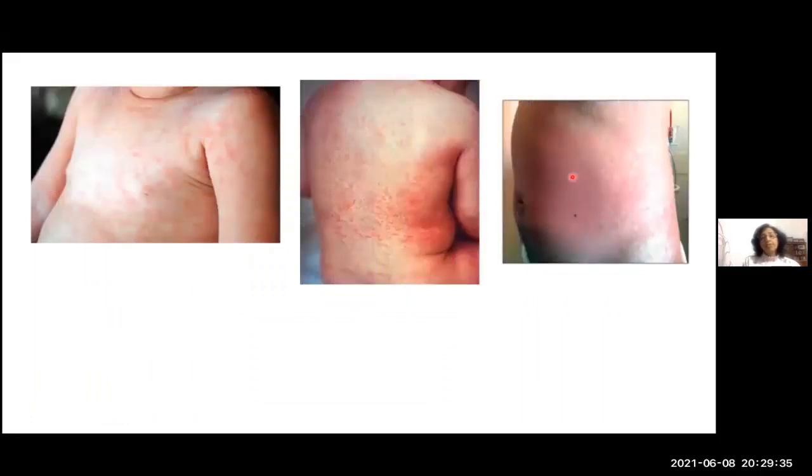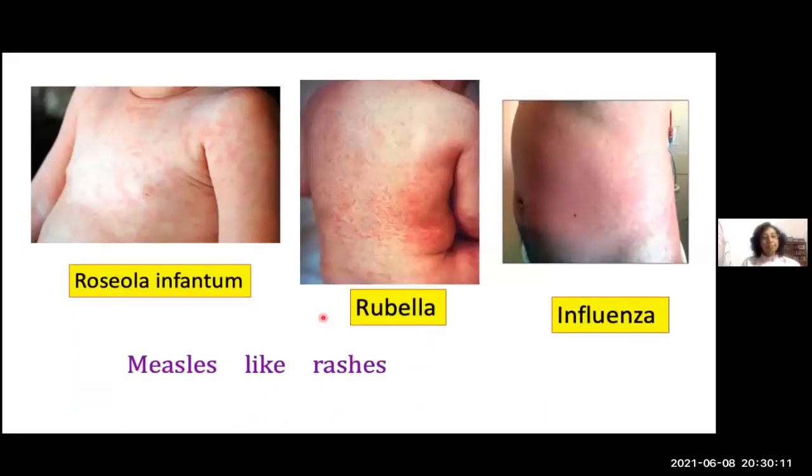So these are 3 different infants. Again, these are measles-like rashes. So they are either macular or maculopapular rashes. And we generally give an umbrella term, measles-like rash. So this is more of a macular rash. This, of course, is a maculopapular rash. I know it's a bit difficult to say, but I just wanted to show you these pictures. So these are all measles-like rashes.